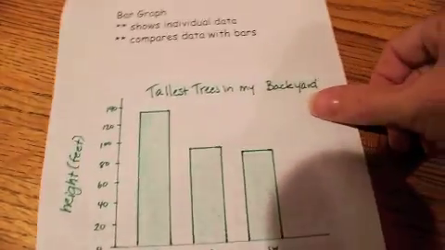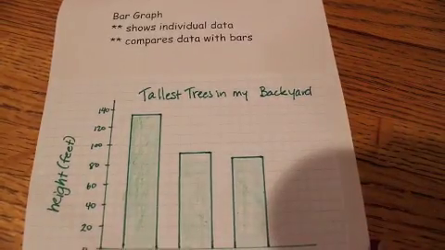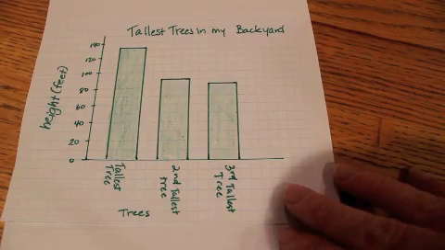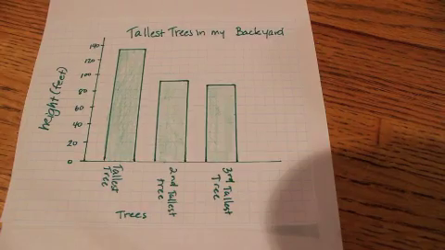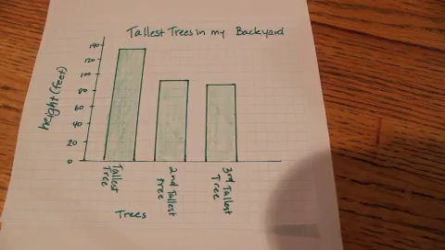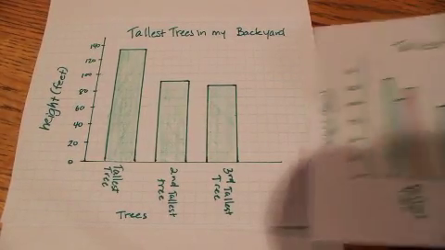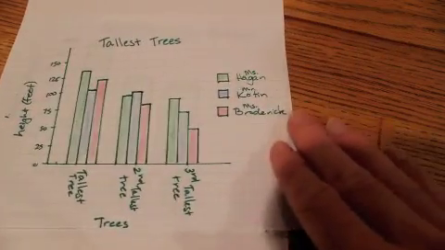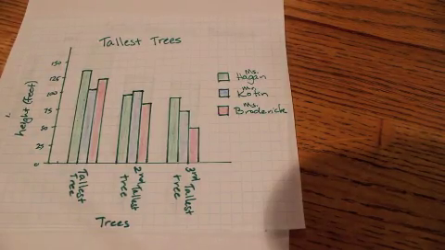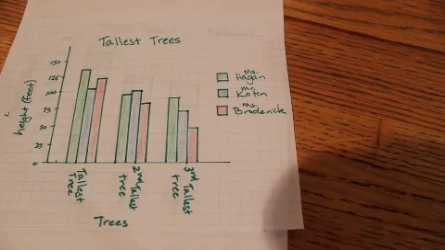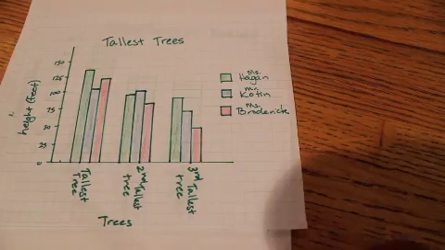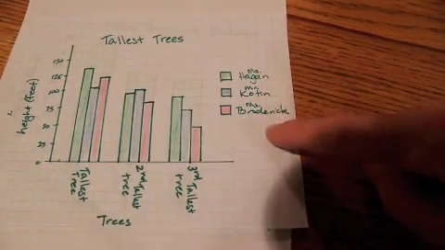Bar graphs are another kind that you're familiar with. They show individual data and compare data with bars. In this graph, it shows the tallest trees in my backyard, the 3 tallest trees. I could create something called a triple bar graph, which is the same information, except it compares 3 different pieces of information. For example, Miss Hagen, Mr. Cohen, and Miss Broderick. In this graph, each bar has a color that goes with the key.